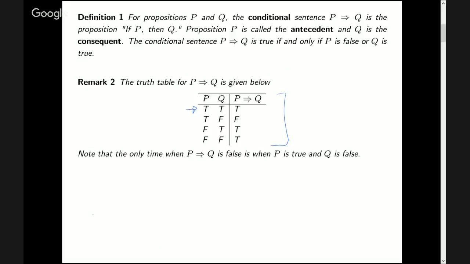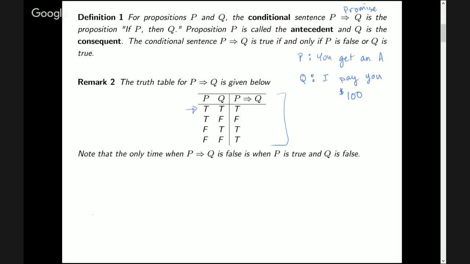And if you think about this, suppose P is "you get an A," and Q is "I pay you $100." Okay, so if you get an A and I pay you $100, I've kept my promise, right? Think of this as a promise.